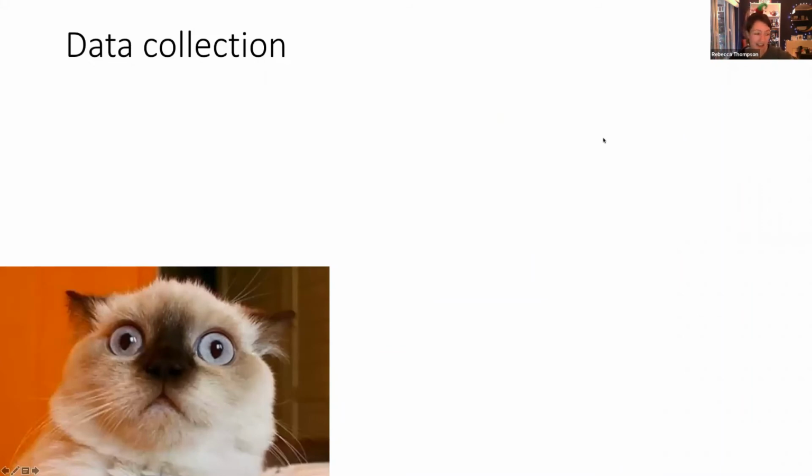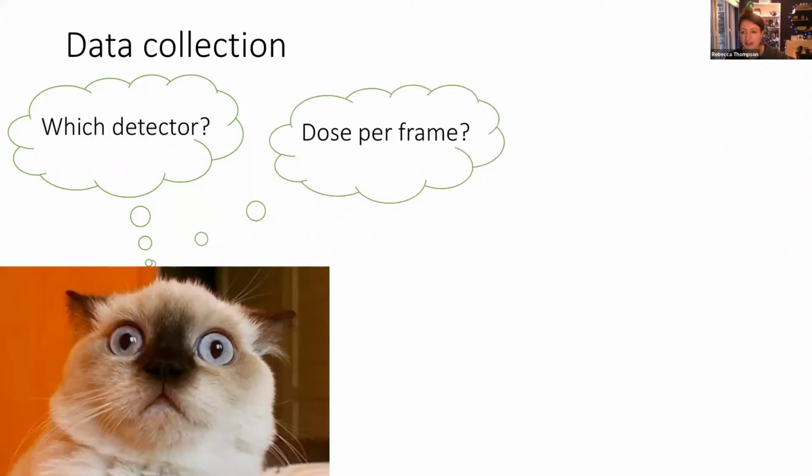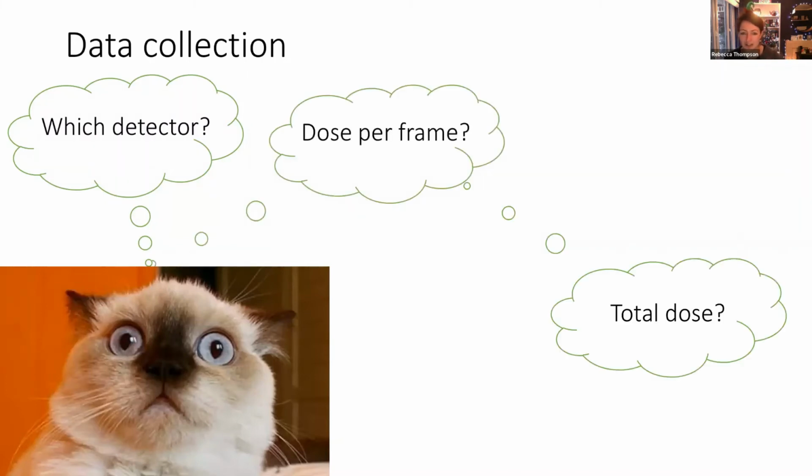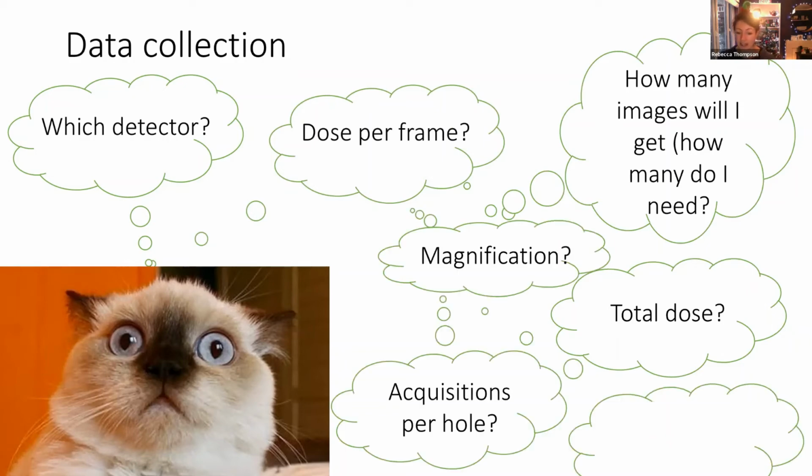So when you first come to collect data, there can be many different variables that you have to consider, and especially when users and researchers come to visit us for the first time, sometimes that can be a little bit overwhelming because there's so many questions. Which detector, what electron dose should I use, how many images do I need, how many images do I want, what magnification should I use, how many acquisitions per hole, should I use a phase plate? And this is where I always say don't panic, because this is what facility staff are here for.